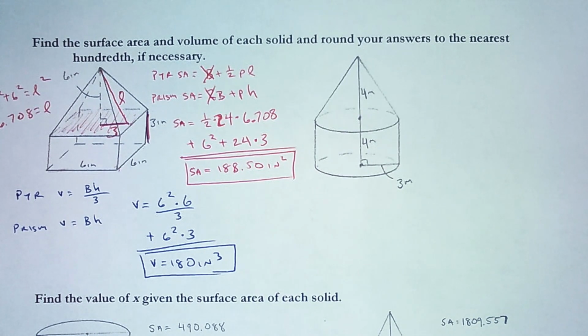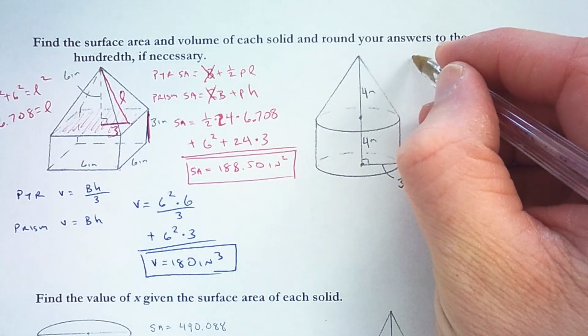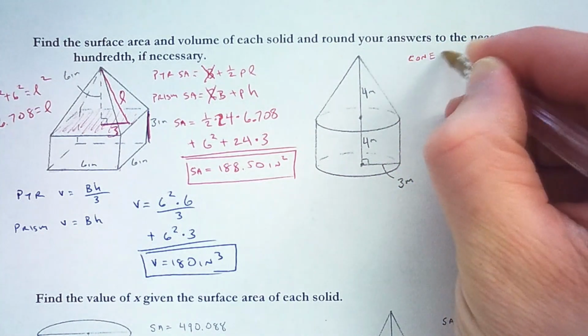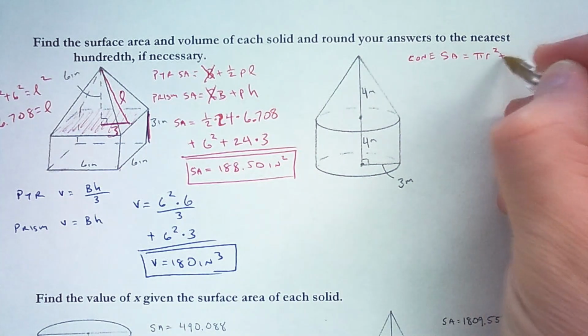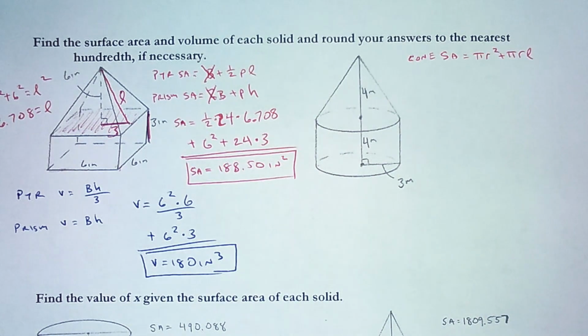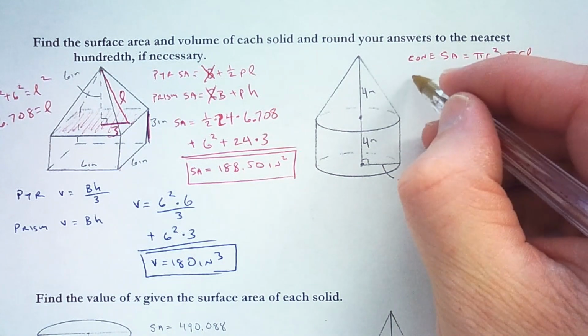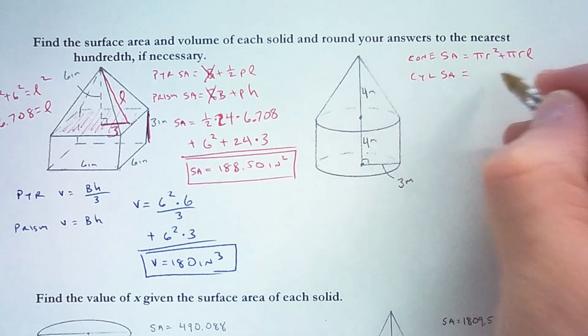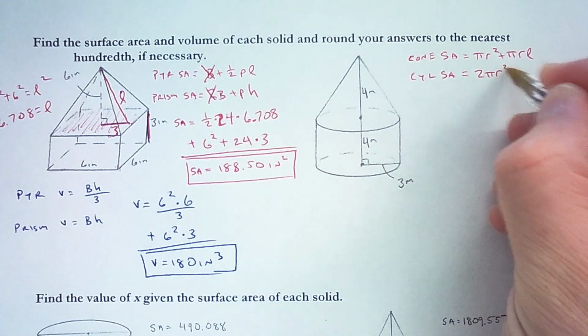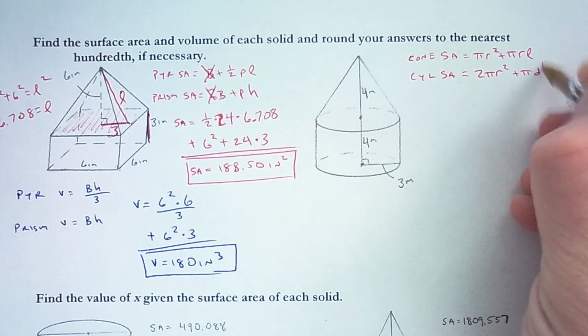Okay, next we have a cone and a cylinder. So for the cone, surface area is pi r squared plus pi rl. And for the cylinder, the surface area is 2 pi r squared plus pi dh.